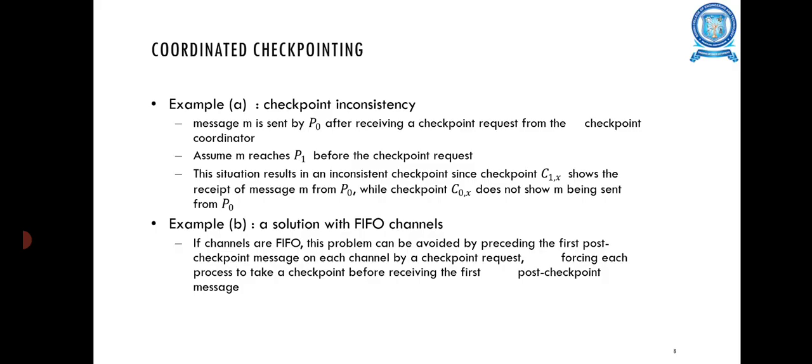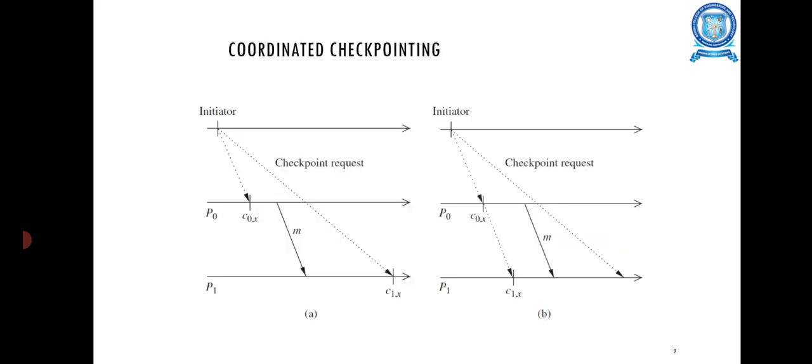Then another example is the solution with FIFO channels. If the channels are FIFO, this problem can be avoided by preceding the first post checkpoint message on each channel by a checkpoint request, forcing each process to take a checkpoint before receiving the first post checkpoint message. These are the two examples. The first example is the checkpoint consistency. The second example is a solution with FIFO channels.